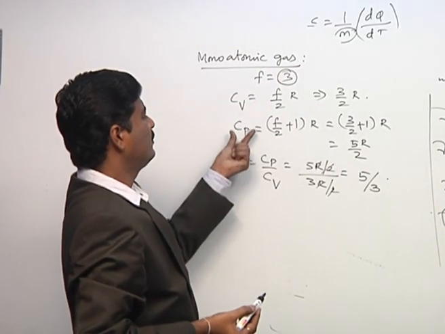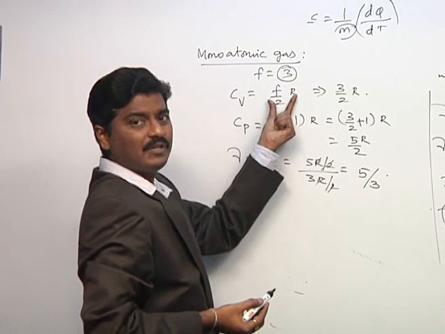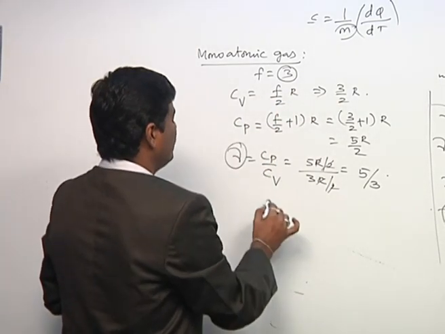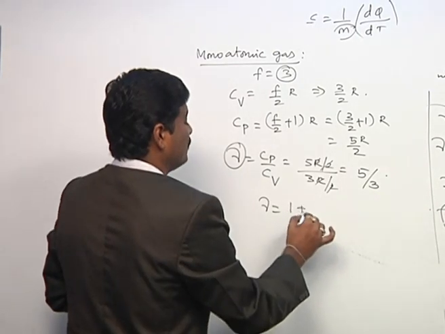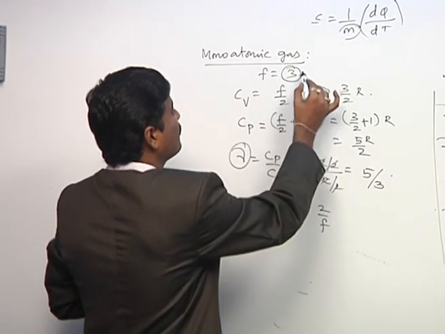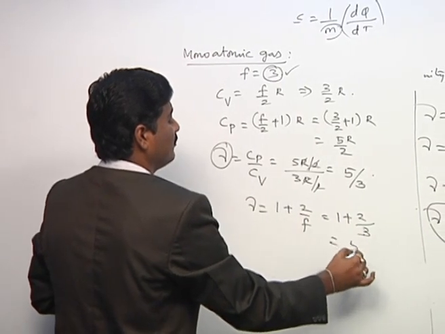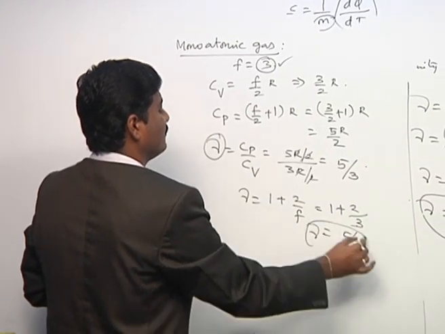Suppose they are asking Cv or Cp, you can find out the Cp value and Cv value by using these formulas. Suppose they are asking directly for the gamma value, you can directly use 1 plus 2 by F. So F is equal to 3 here. We can directly take 2 by 3, 3 plus 2, 5 by 3. Directly you will get the gamma value by using this equation.